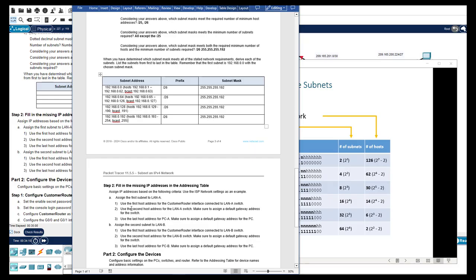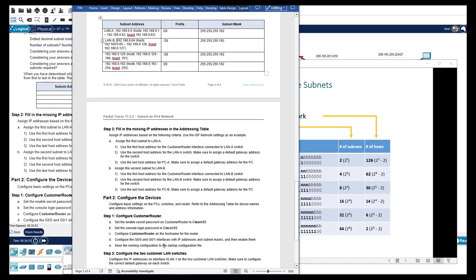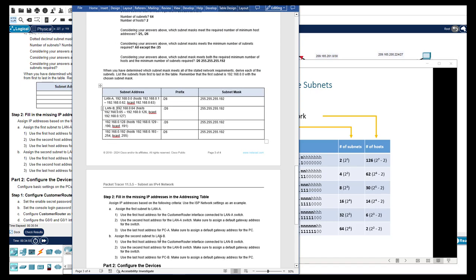Now that we have that mapped out, we're going to assign the first subnet to LAN A. So I'm just going to add, you don't have to do this, I just find it's really helpful. The second subnet is going to go to LAN B, and the other two subnets are going to be for future use. So our first host address is going to be for the customer router interface that's connected to the LAN A switch. And we can fill in our IP addressing table.